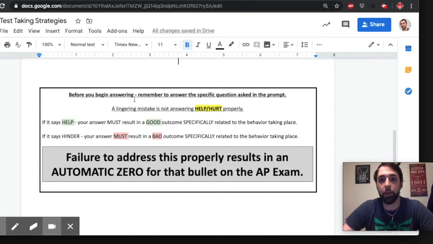It's not inconceivable that you get a bullet that asks, how do these terms affect the scenario? In which case, you can kind of decide on your own how the term best suits that prompt. If you want it to help, make it help. If you want it to hurt, make it hurt. But make sure your example is very clear and very much founded in the scenario at hand.